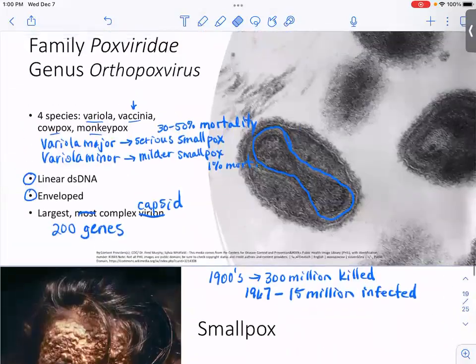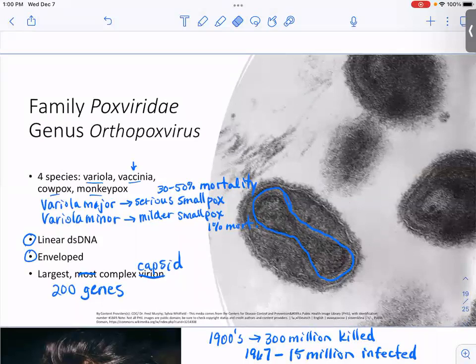I did want to just drop back a minute to review our smallpox. Smallpox, family Poxviridae, that's kind of intuitive. The genus name Orthopoxvirus, maybe not as intuitive, but it does have that pox root in there. We said that smallpox is caused by the variola species. There's 4 really closely related species here.